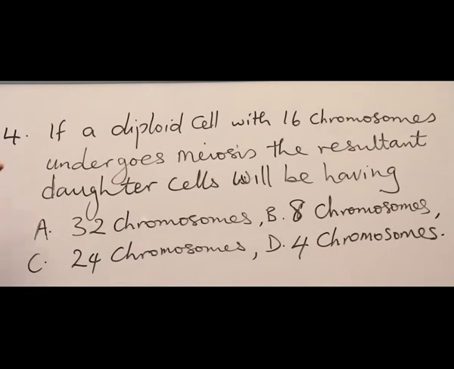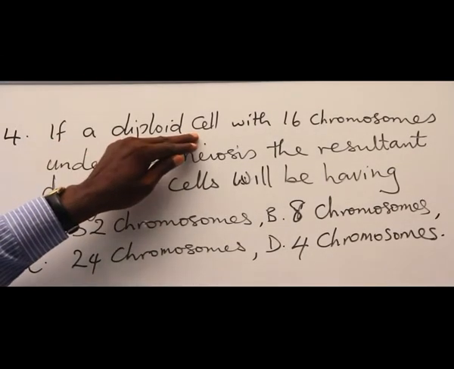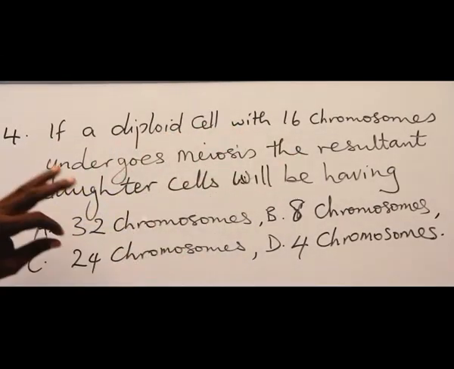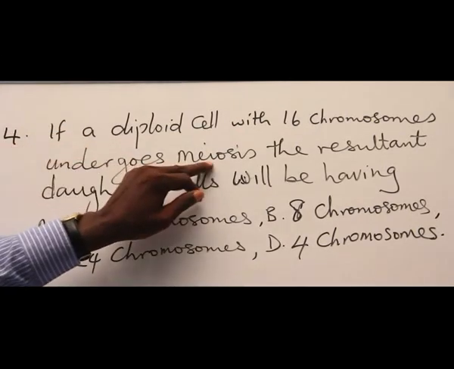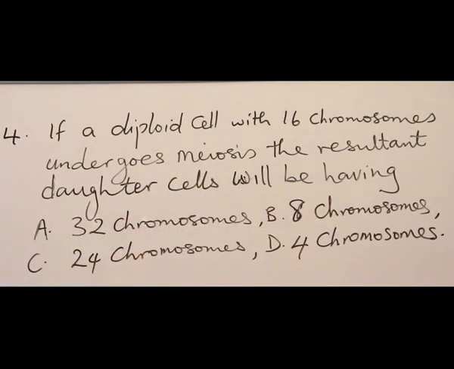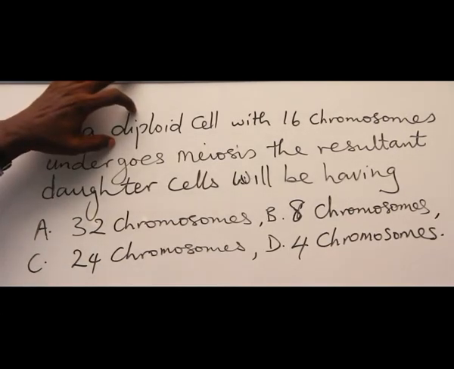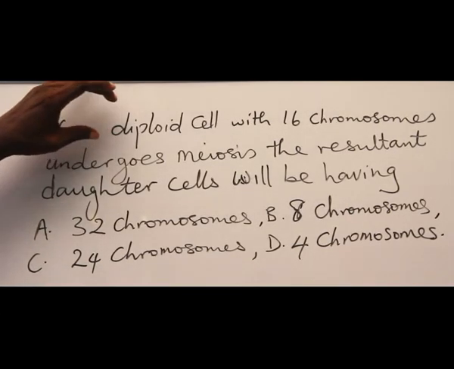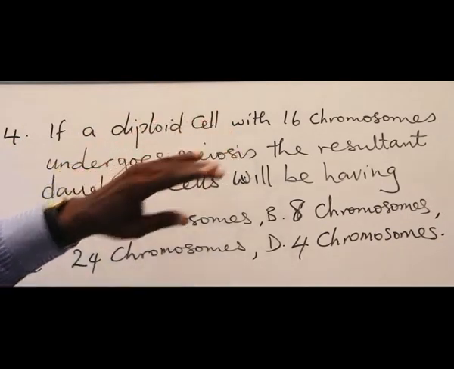Number 4. If a diploid cell with 16 chromosomes undergoes meiosis, the resultant daughter cells will have how many chromosomes? A, 32 chromosomes. B, 8 chromosomes. C, 24 chromosomes. And D, 4 chromosomes. Now, diploid means it has pairs of homologous chromosomes.